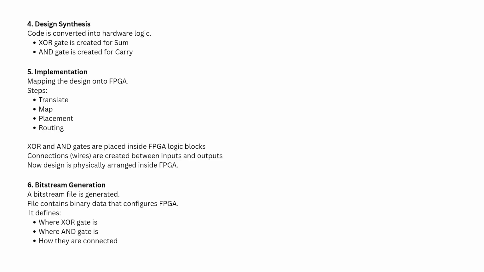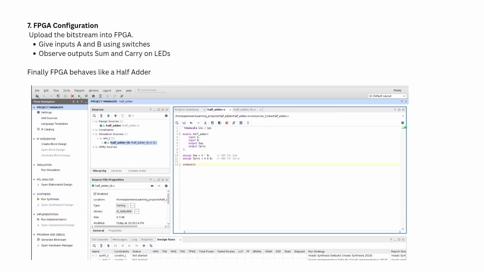In the next step, bitstream generation, a bitstream file is generated. This file contains binary data that configures the FPGA board. Like this bitstream file defines where the XOR gate is present, where the AND gate is, and how these gates are connected to each other. In the next step, FPGA configuration, we finally upload the bitstream file and give inputs. Like we define for inputs A and B we are using switches, and for outputs we are seeing them on LEDs for sum and carry. Now the FPGA behaves like a proper half adder.